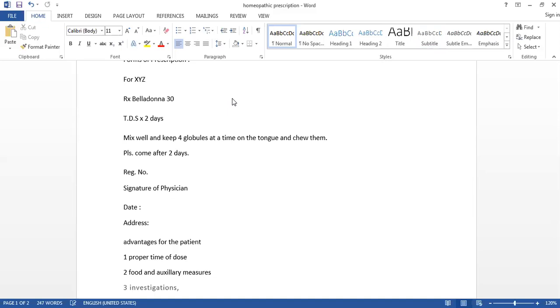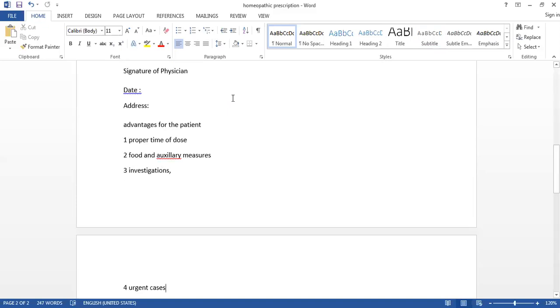Every homeopathic physician must write the prescription, and it should be handed over to the patient. But why it is compulsory, that we will see in the advantages. So the advantages for the patient: if we have given a prescription, we are having some advantages, and the patients are also having certain advantages. So which advantages are they?